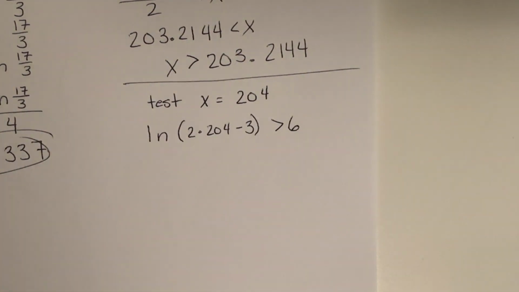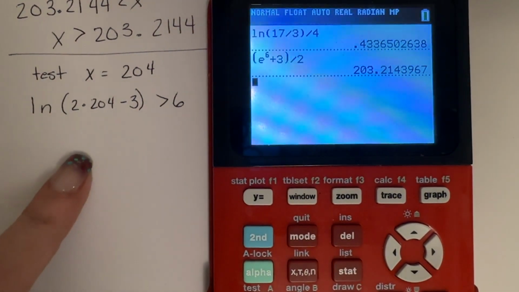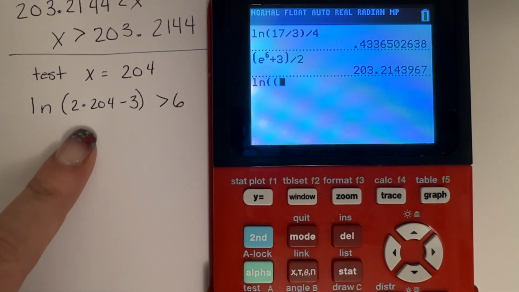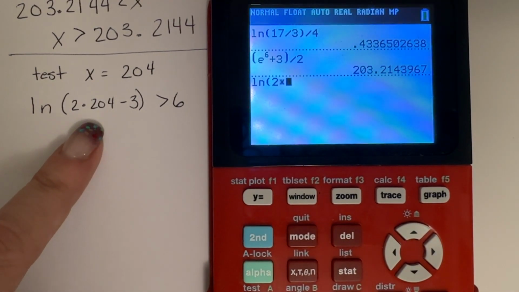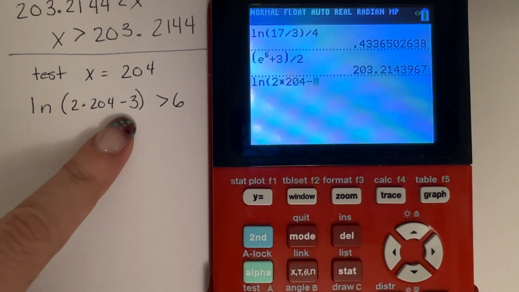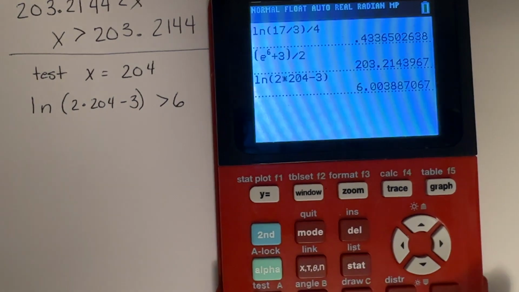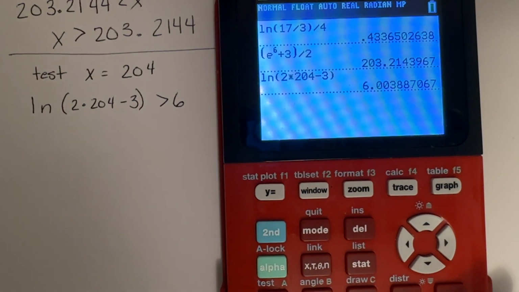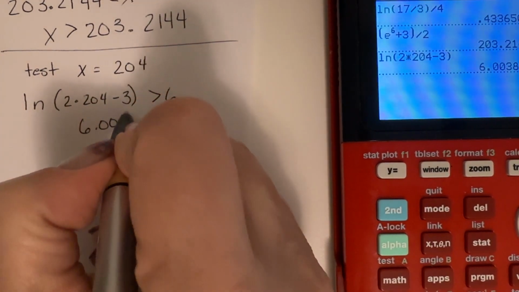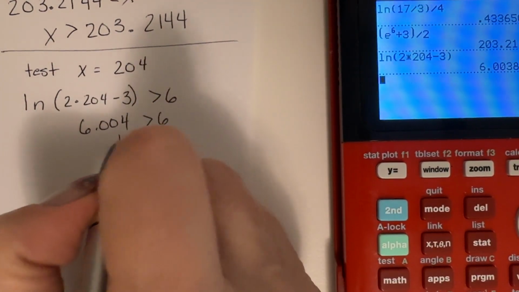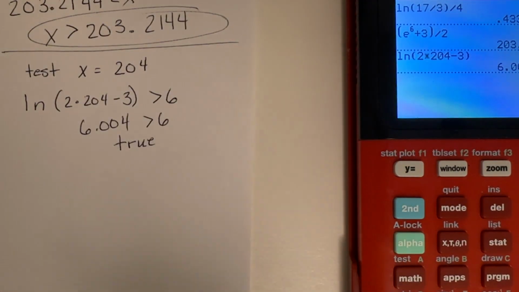So I need to see if that's true. Let's go to our calculator and test it. So that's ln of, I guess I didn't need that extra parentheses, 2 times 204 minus 3. All right, so that is 6.004. And that is true, which means I have my inequality going the correct direction.